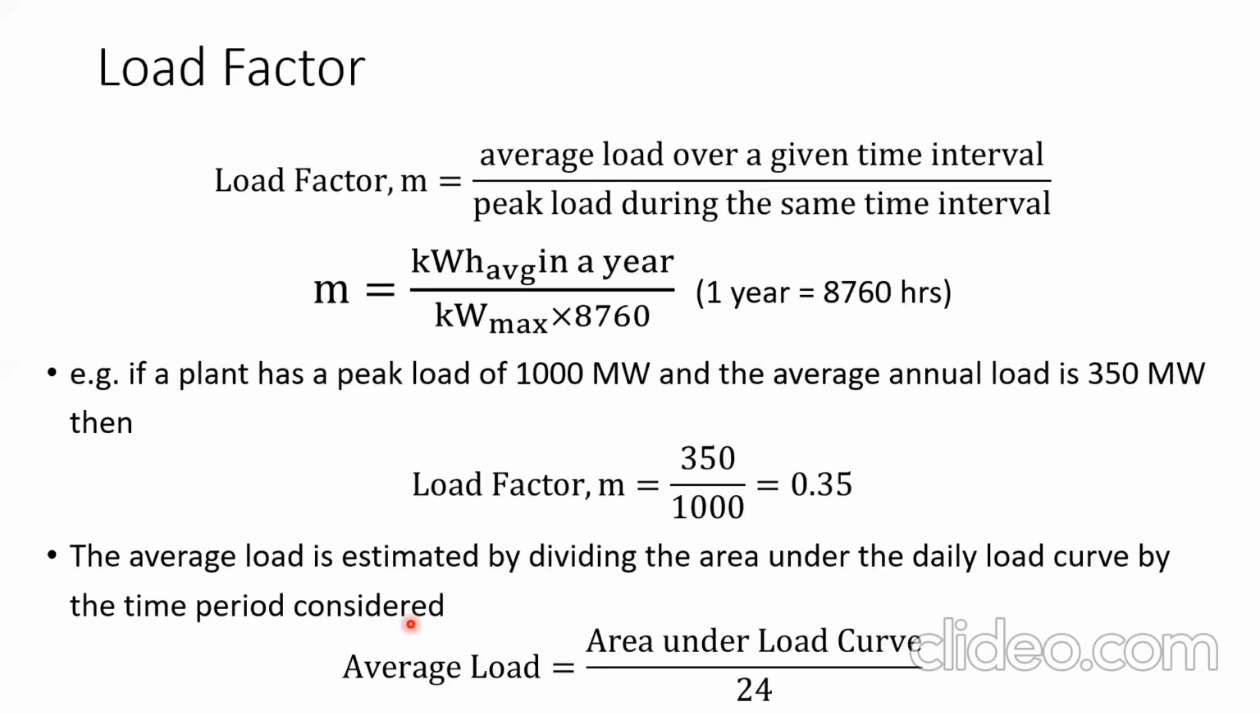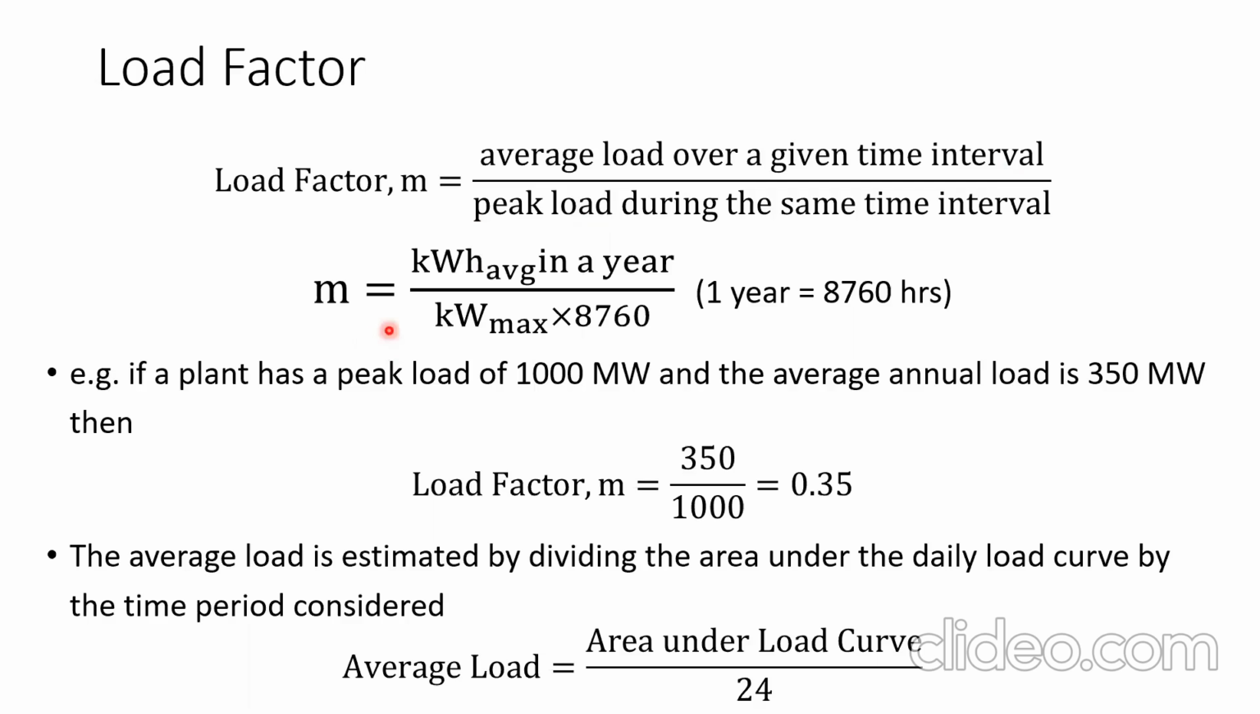Okay. First is the load factor. Load factor is denoted by the symbol m, and is equal to the average load over a given time interval divided by the peak load during the same time interval. For example, if you are considering a day, you calculate the average load in a particular 24-hour duration. If there is a peak load happening, for example at 6 p.m., then what is the peak load demand? Their ratio is nothing but the load factor.